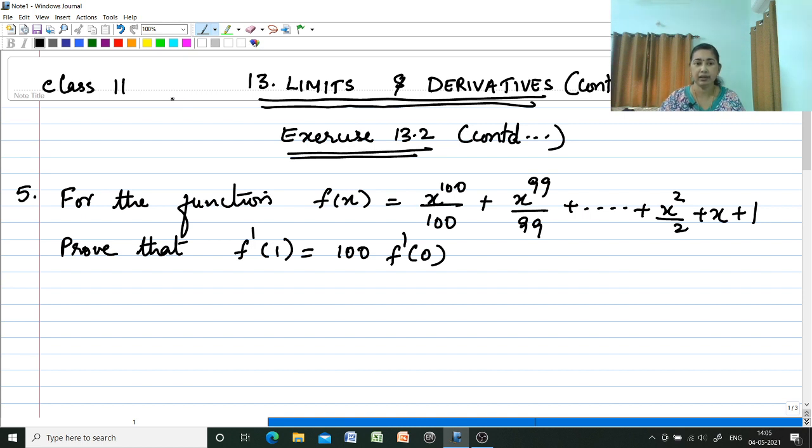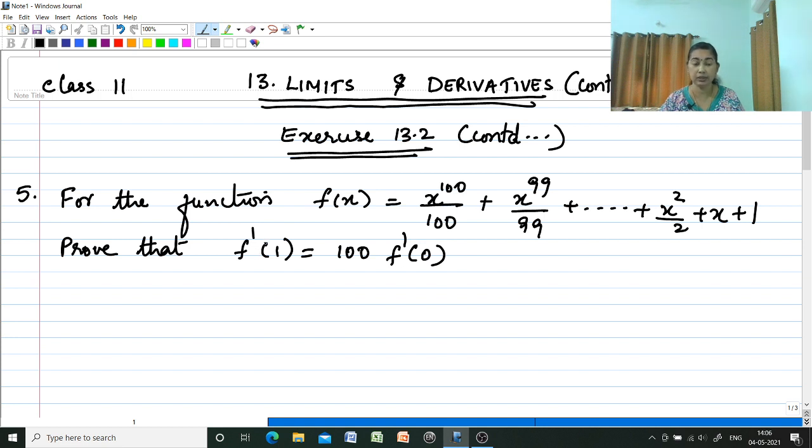Today we are discussing class 11 chapter 13 limits and derivatives. We are continuing with exercise 13.2. Fifth question. For the function f of x equal to x raised to 100 by 100 plus x raised to 99 by 99 plus etc. plus x square by 2 plus x plus 1, prove that f dash 1 is equal to 100 f dash 0. So what is this f dash?